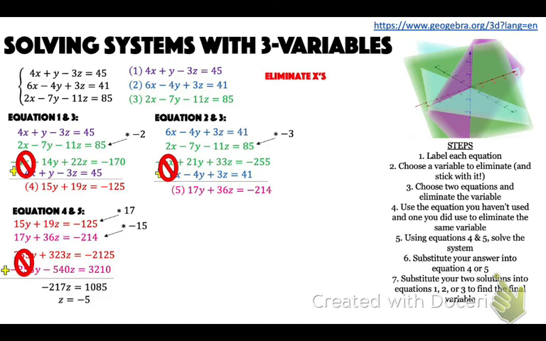Now I'm going to plug that into equation 4 or 5. Doesn't matter which one. I chose 4. So that's 15y plus 19 times negative 5 equals negative 125. 19 times negative 5 is negative 95. Add that 95 over, and I get 15y equals negative 30. Divide by 15, you get y equals negative 2.